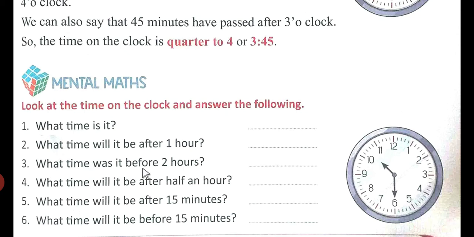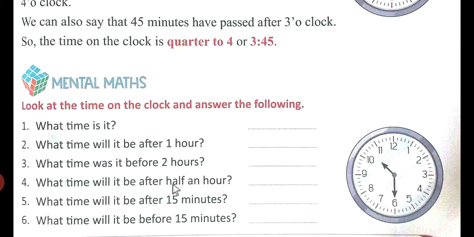What time was it before 2 hours? So before 2 hours, the time was, go backward, it is 10:30. Before that it was 9:30 and before that it was 8:30. So the time before 2 hours was 8:30.